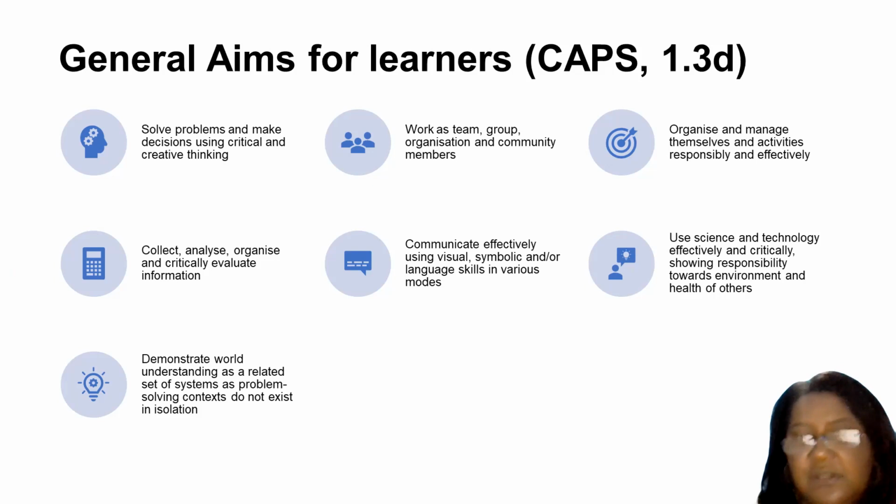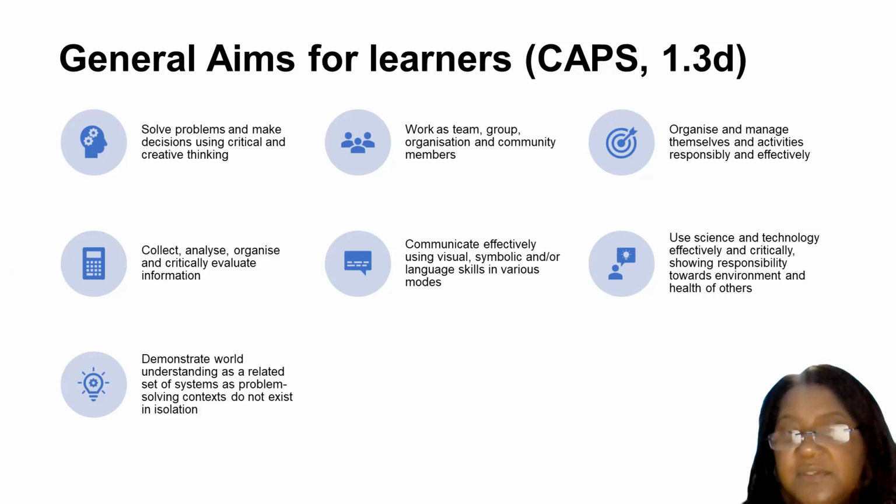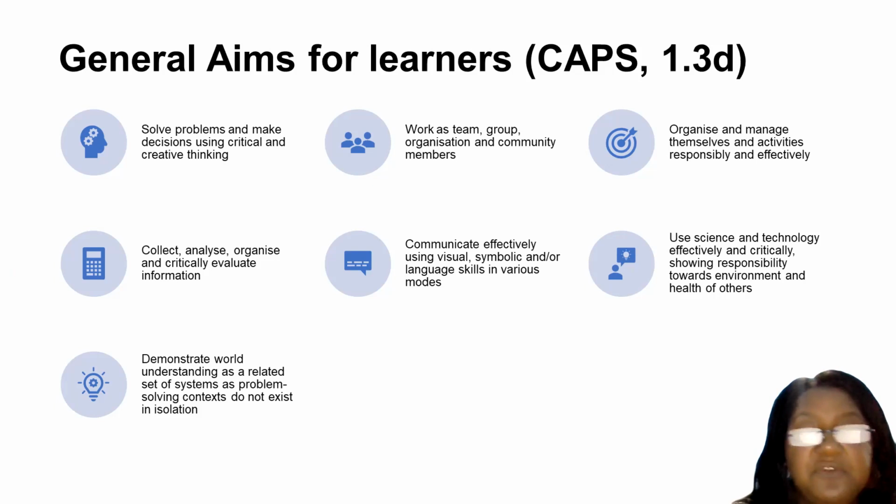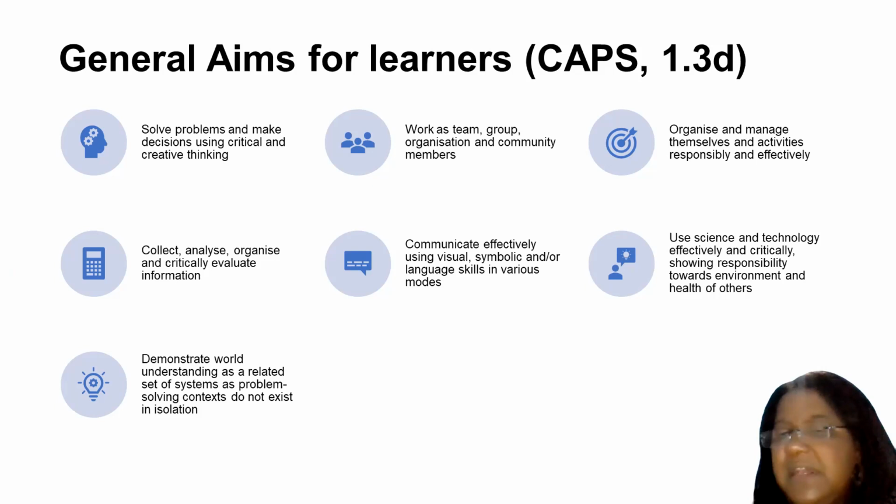Okay. They need to communicate effectively using visual, symbolic, and or language skills in various modes. They must also use science and technology effectively and critically, showing responsibility towards the environment and health of others. They must also be able to demonstrate world understanding as a related set of systems, as problem-solving contexts do not exist in isolation. They need to know things from a broad spectrum, okay, because isolation just simply does not work. So these were the general aims for learners.